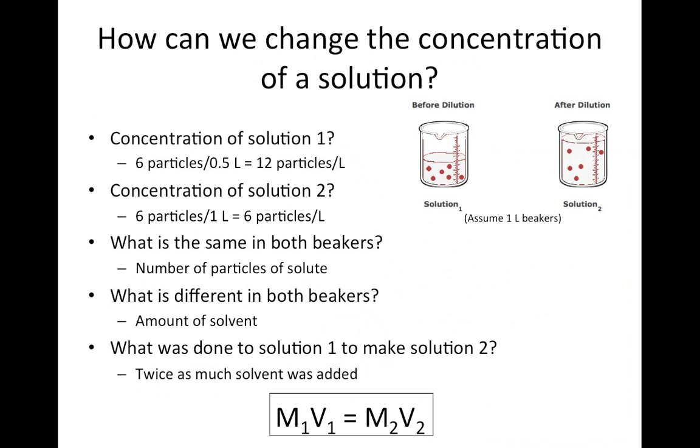Keep in mind that the molarity of a solution times the volume of the solution gives you the number of moles in the solution. The number of moles of solute in solution 1 is equal to the number of moles of solute in solution 2. Therefore, the molarity of solution 1 times the volume of solution 1 is equal to the molarity of solution 2 times the volume of solution 2, or M1V1 equals M2V2.